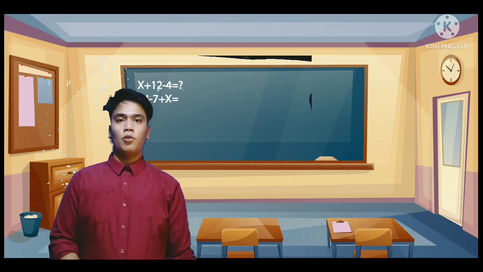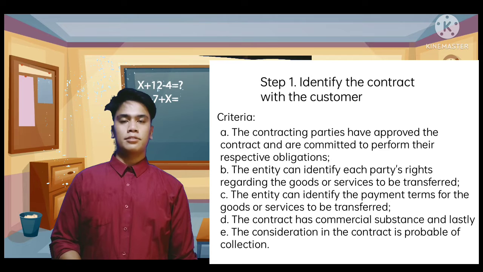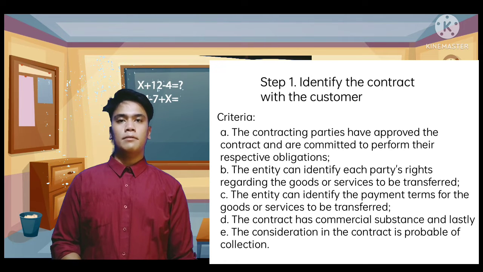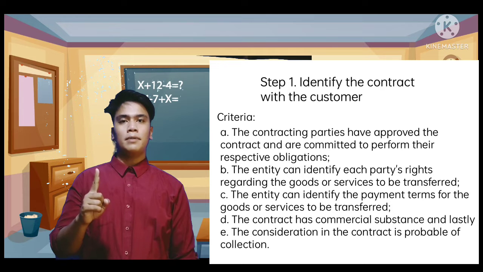Pag-usapan natin ang Step 1. Step 1. Identify the contract with the customer. A contract with the customer is accounted for only when all of the following criteria are met. Una, the contracting parties have approved the contract and are committed to perform their respective obligation.